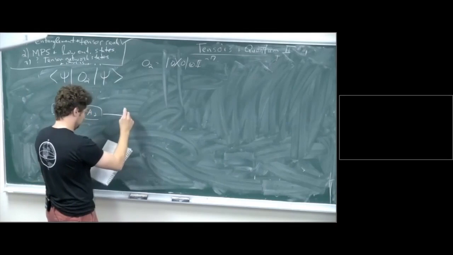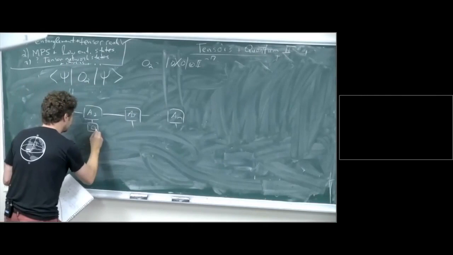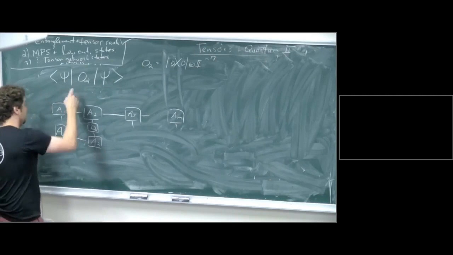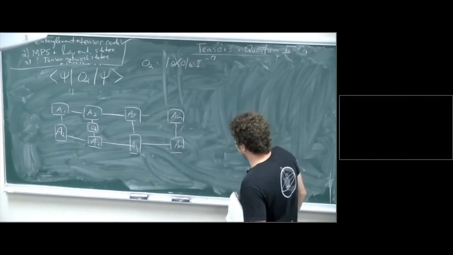Okay, so I can draw this like this. That's my state. I can put in my operator here. It's another matrix. And that's my row vector. So to evaluate this, I've got to go off and evaluate this inner product. And actually, there's an easy way to go about doing that.